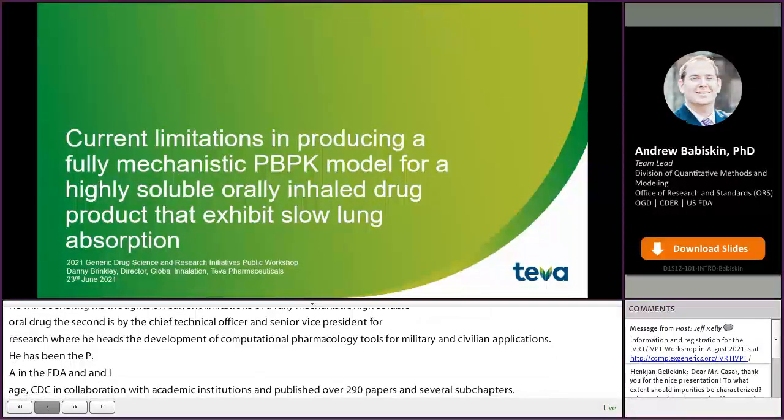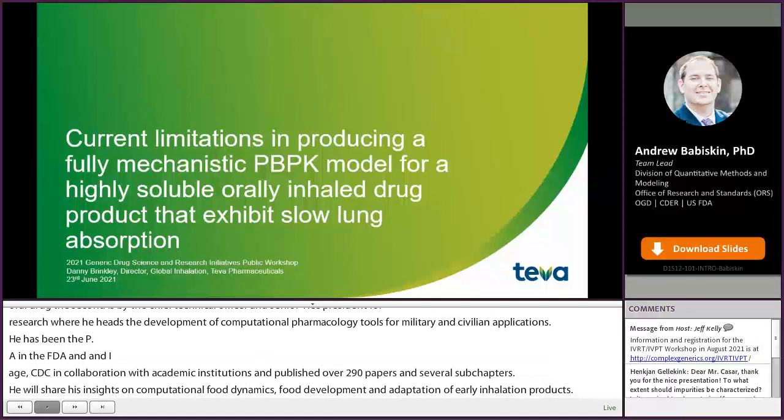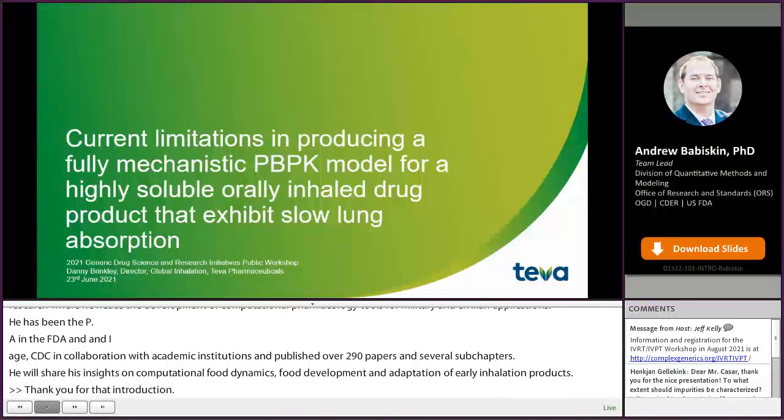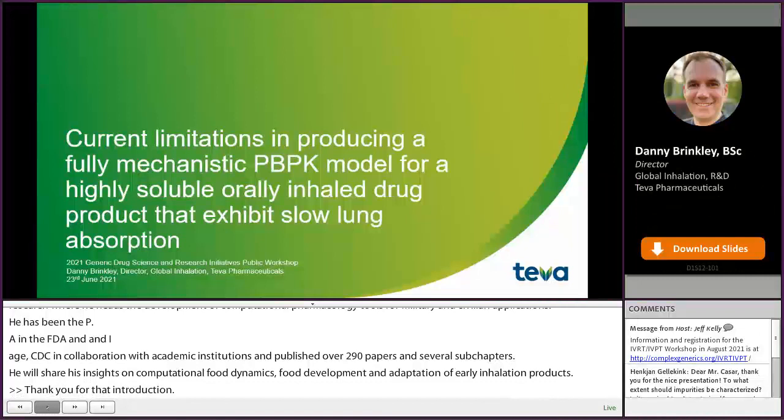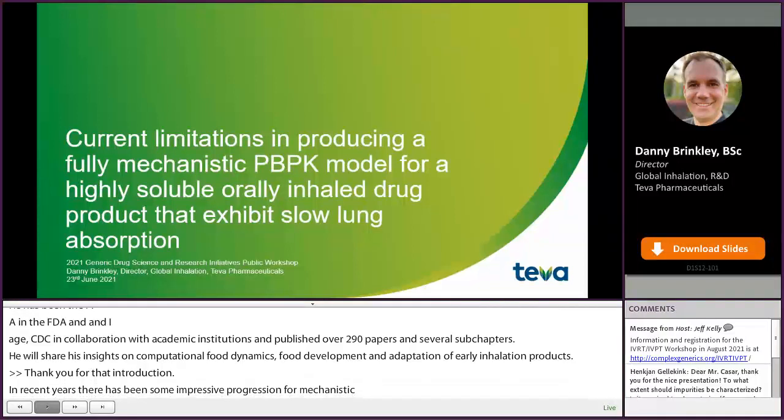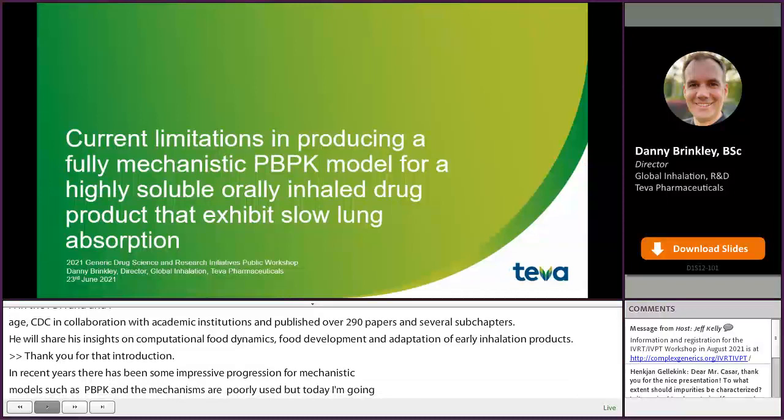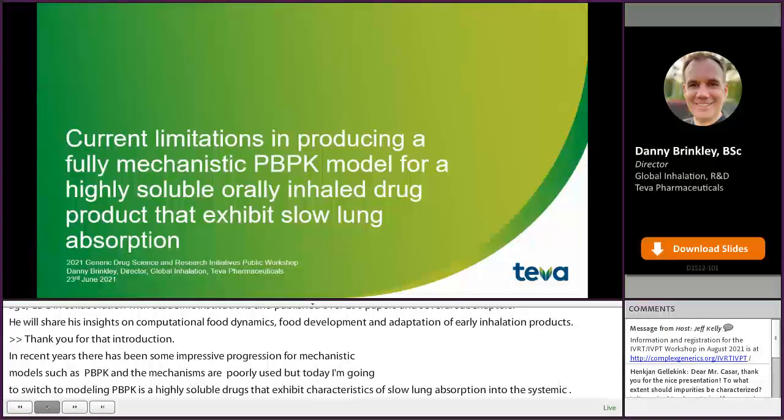Thank you for that introduction. In recent years, there has been some impressive progression in IVIVC for respiratory products, with mechanistic PBPK models published for drugs such as fluticasone propionate. To date, much of the focus has been on solving the mystery of the mechanisms driving the PK for these poorly soluble inhaled drugs, but today I'm going to switch to modelling PK for highly soluble inhaled drugs that exhibit characteristics of slow lung absorption into the systemic circulation. I will present the correlations observed with total lung dose and progress to mechanistic PBPK modelling and the challenges in producing such a model.